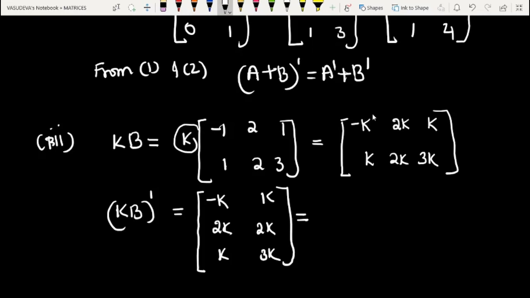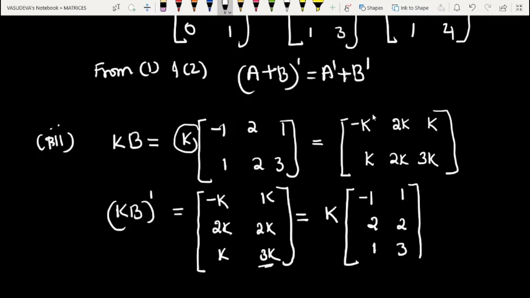This is nothing but k into minus 1. This is k into 1. This is 2 into k. This is 2 into k. This is k into 1. And this is 3 into k. So taking k outside of the matrix, we can write this as minus 1, 1, 2, 2, and 1, 3.